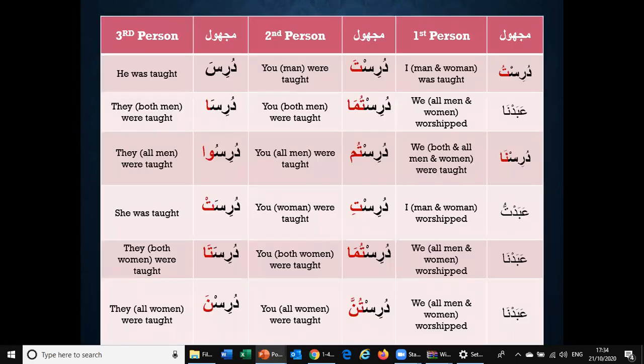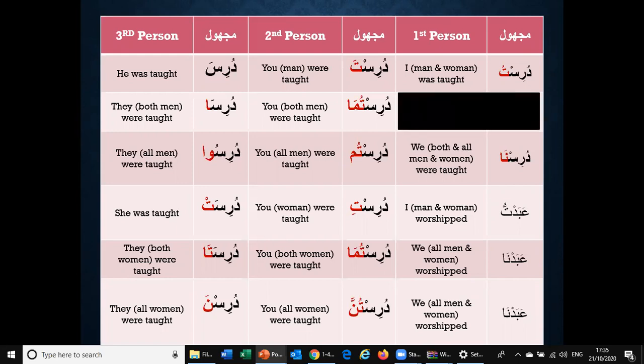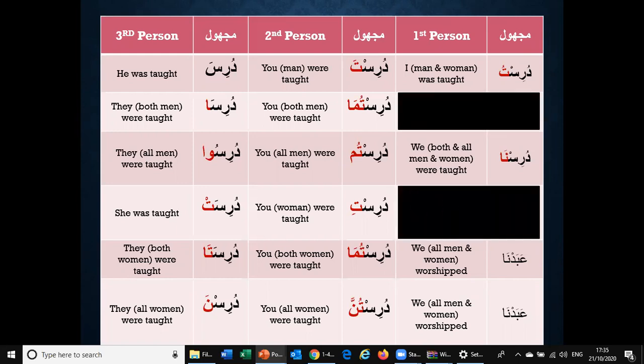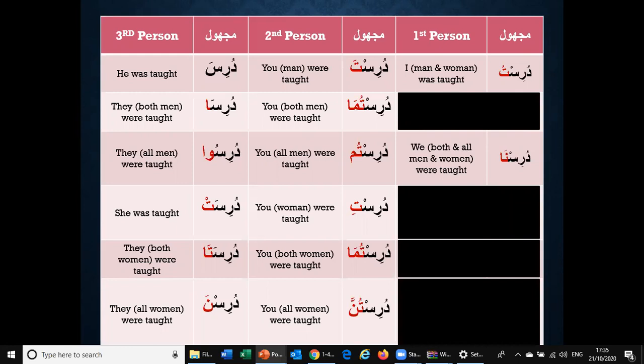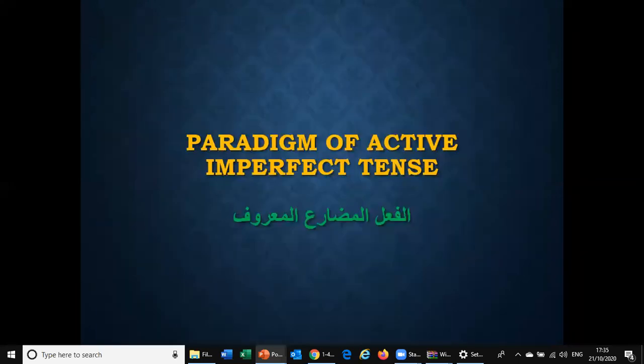And then in majhul, the passive voice, darasa becomes durisa. It is being learned, it is being taught. Durisa, the person is being taught. So durisa, durisa, durisu, durisat, durisata, durisna, durista, duristuma, duristum, duristi, duristuma, duristunna, duristu, durisna, same way. Only 14 forms rather than 18. Tuliba, you can do the same with tuliba, easy.